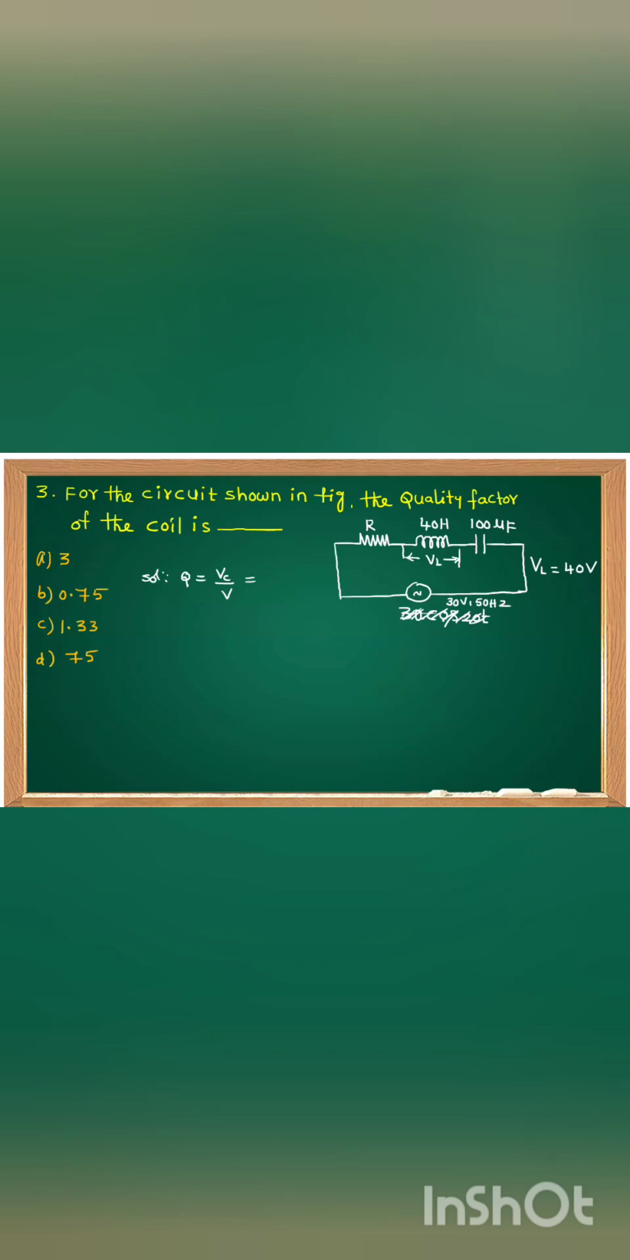What is the voltage across the capacitor? But quality factor is calculated at resonance condition. Then we know that VC equal to VL. What is VL? It is given as 40 volts. Then 40 by supply voltage, which is 30. 40 by 30, we get 1.33. Quality factor equal to 1.33. But you may have the doubt, sir, how to know this circuit is in resonance condition? Here it is asking quality factor, friends. Quality factor is calculated at resonance condition.